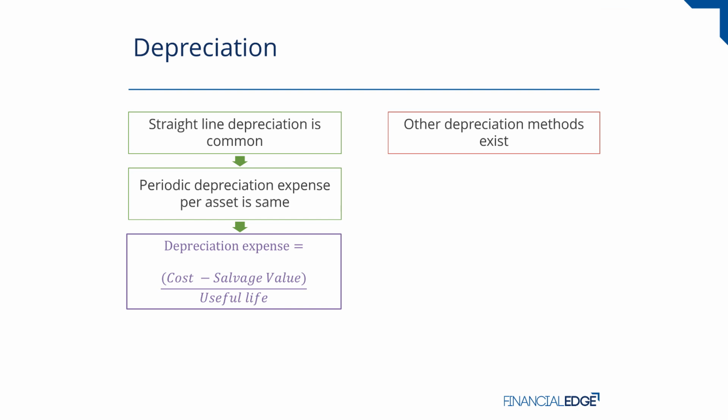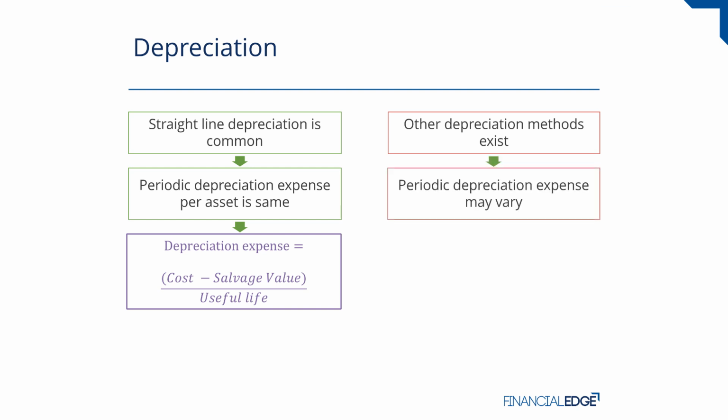If we go to the other depreciation methods on the right, the big difference we see is that the periodic depreciation expense may vary from period to period. Examples here might include reducing balance depreciation method or double declining depreciation method.